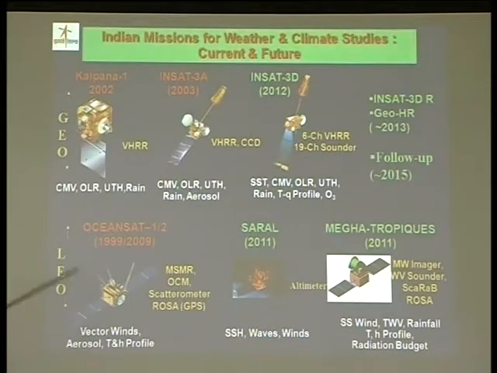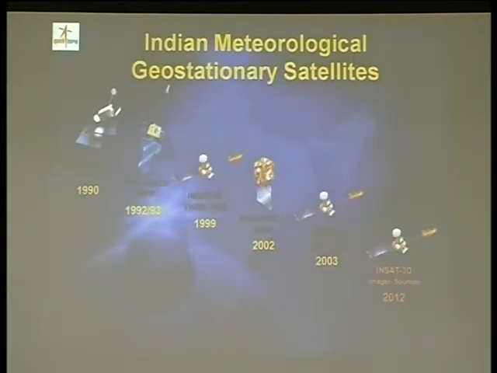And then we have polar orbiting satellites, OceanSat-1, 2, Saral. These two are the future satellites. So I'll explain in detail what are the parameters available from these satellites. So first I will start from geostationary satellites. So India started this Earth observations for atmosphere from geostationary satellite called INSAT series of satellites.